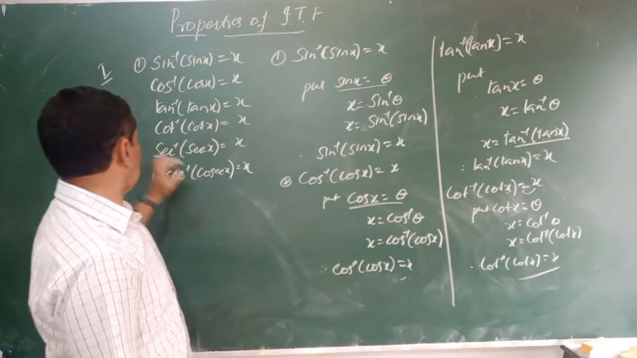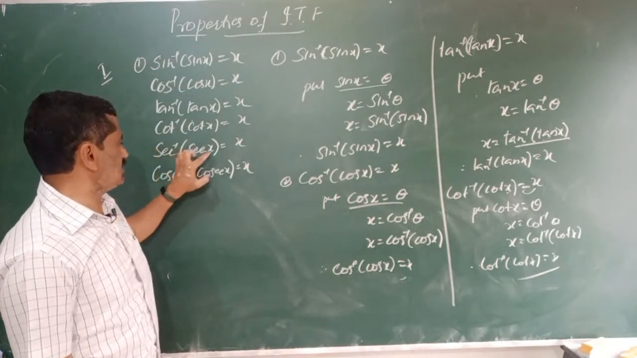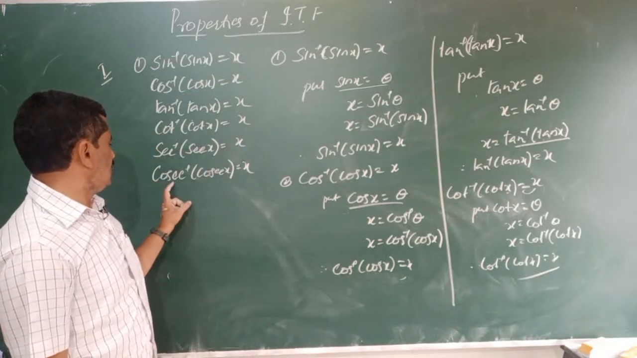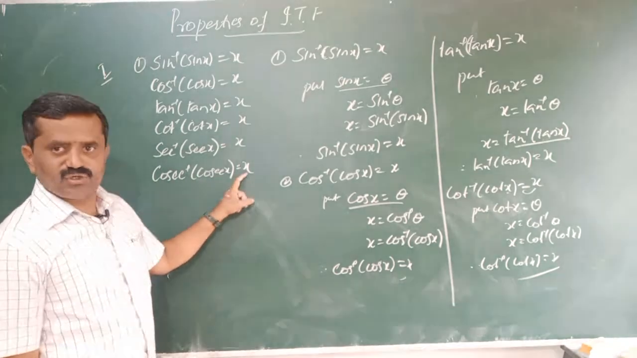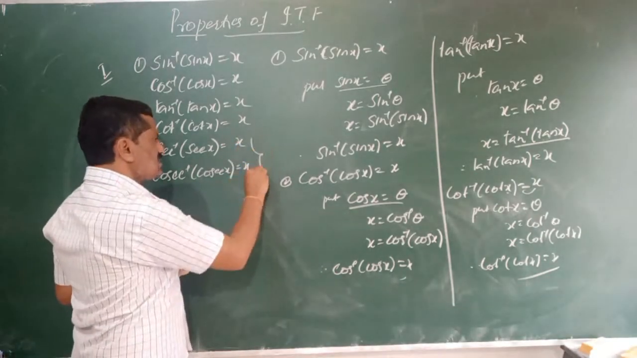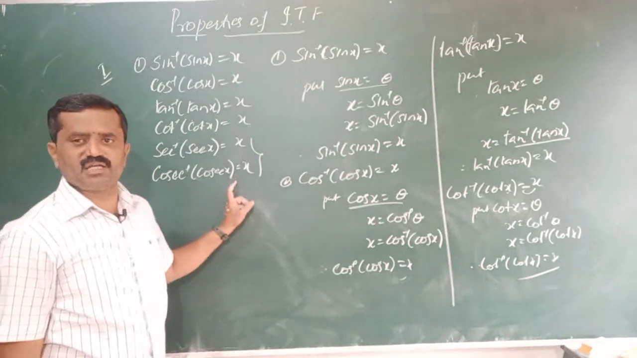Again we have another two, that is secant inverse of secant x is equal to x, cosecant inverse of cosecant x is equal to x. Just by using a similar method, try yourself at home.